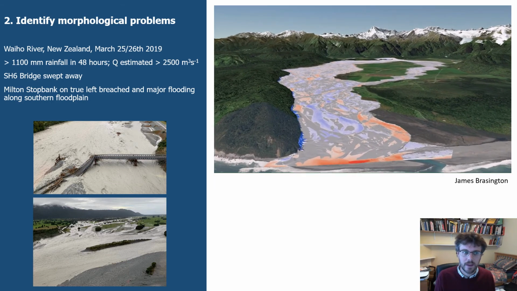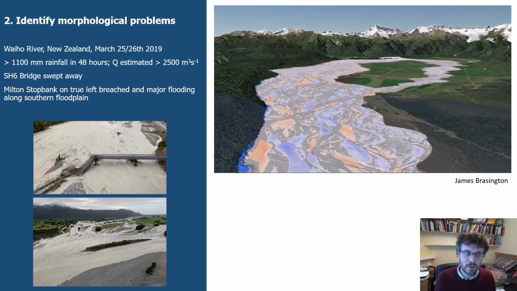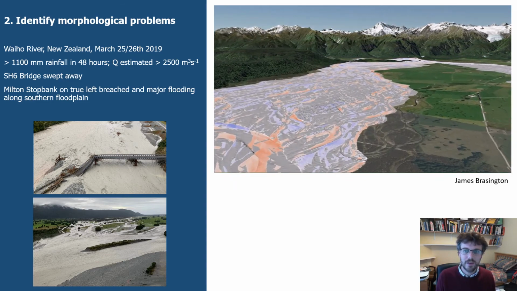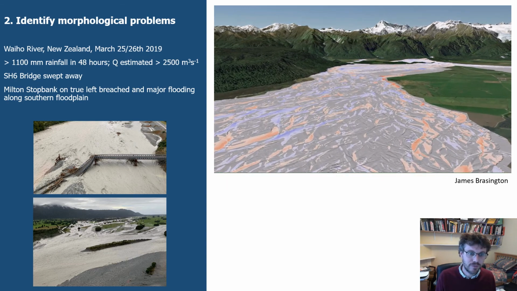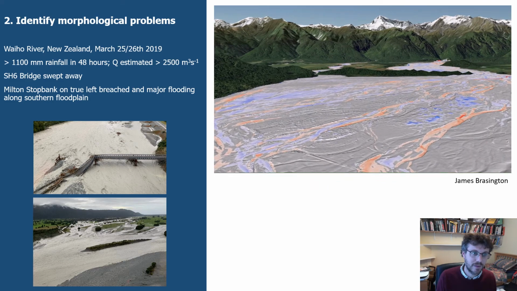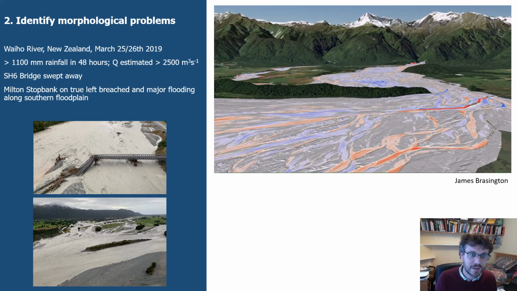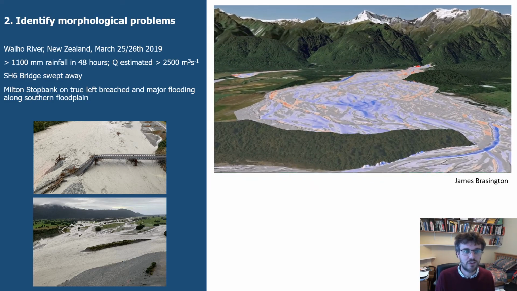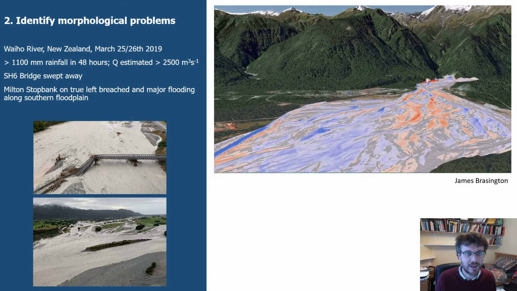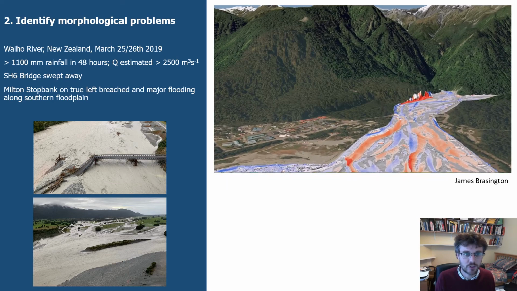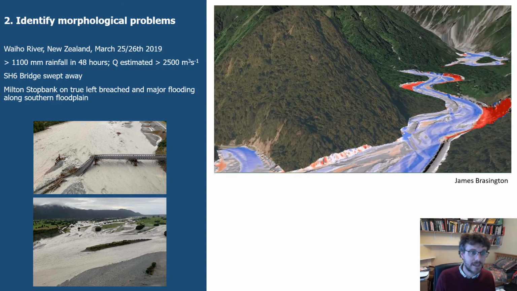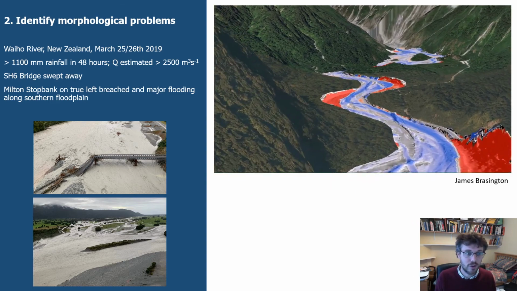We're going to the Wairau River in New Zealand next to discuss a river management problem that is leading to very real morphological challenges in river management. The Wairau River in New Zealand had a flood event on March the 25th and 26th, 2019. Just over 1 metre of rainfall fell in 48 hours. The discharge of the Wairau River was estimated to be over 2,500 metres cubed per second, which swept away the main bridge on the west coast of New Zealand.